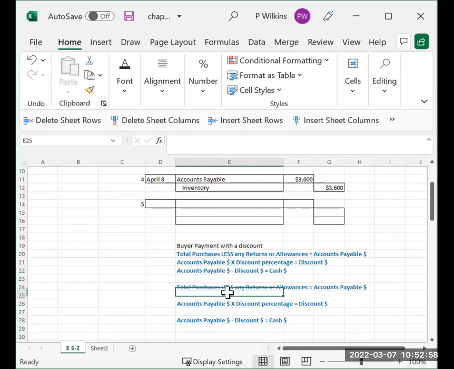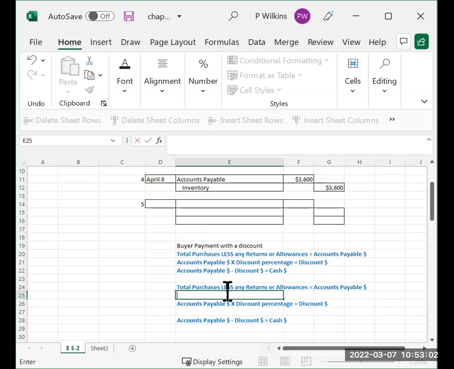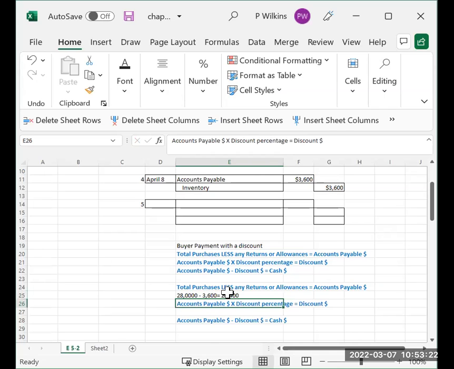Okay, so our total purchases were $28,000, right? $28,000 minus any returns or allowances. And so we had a return of $3,600. So 28,000 minus 3,600 is going to give us an accounts payable number of 24,400.